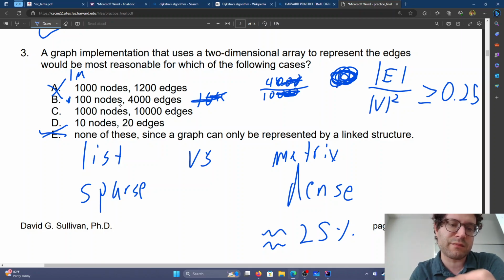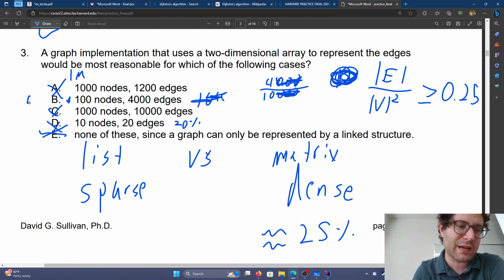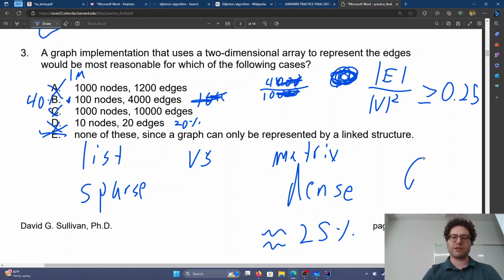1,000 nodes, which is 1 million possible edges, versus 10,000 edges, that's 1%. So again, not this one. 10 nodes, 20 edges, which using some simple math, that's 100 possible edges, right? So 20 out of 100, which is 20%. We're getting better, but it isn't the 40% usage of possible edges that B has. So the answer for this one is B.